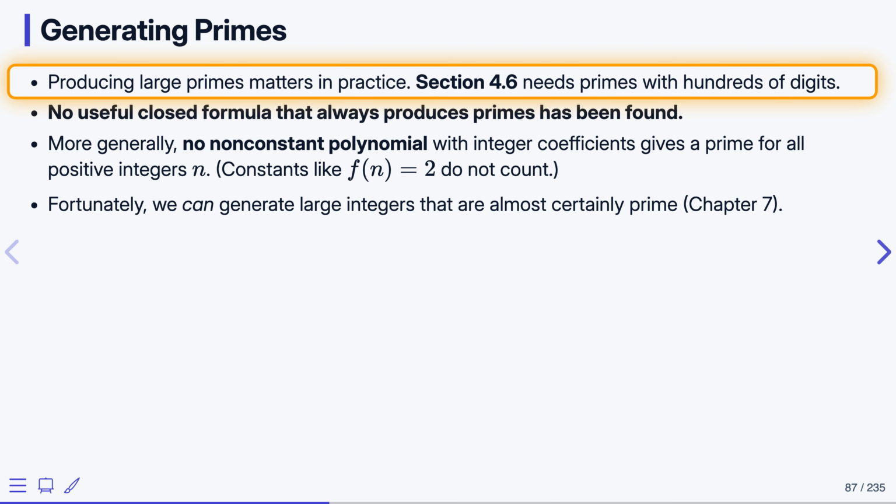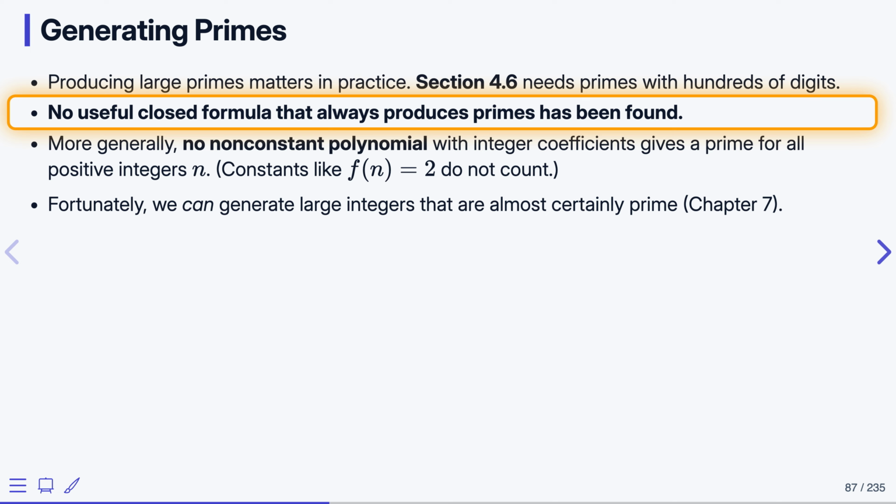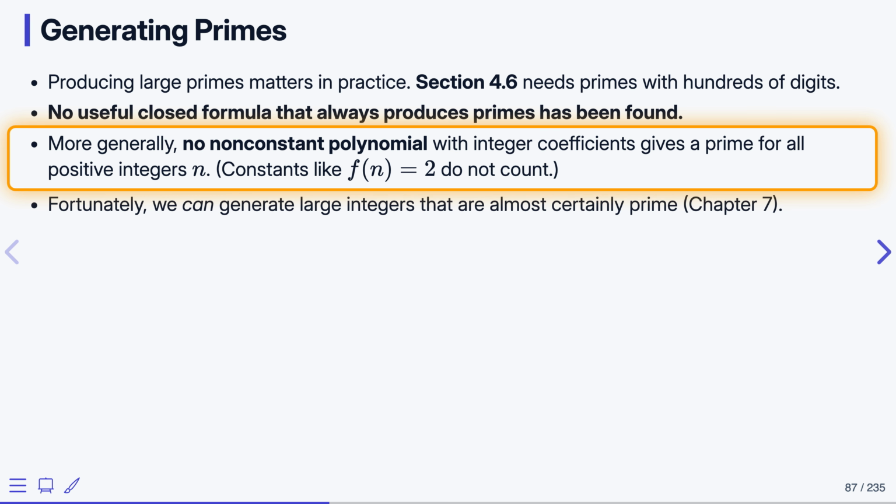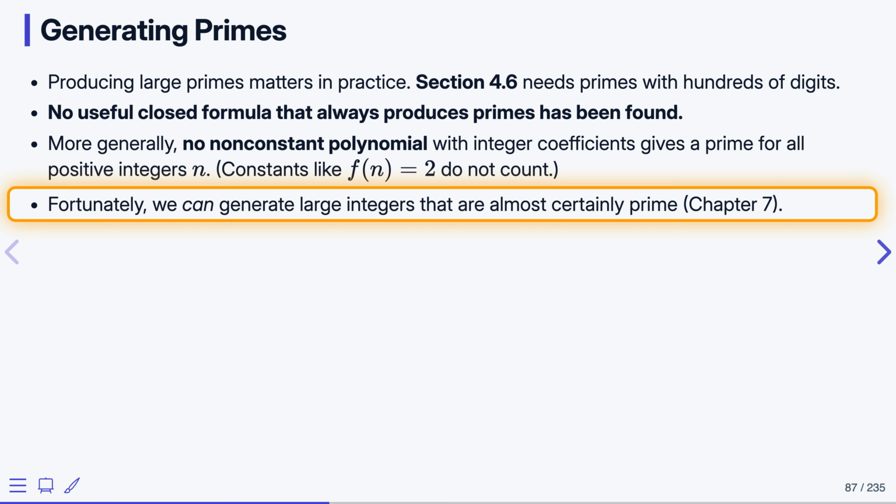Making large primes is useful, and we will need them for secret codes in section 4.6. So it would be lovely to have a formula that always spits out primes. Sadly, no simple one exists. And more than that, no non-constant polynomial with whole number coefficients does either. We do have to say non-constant. The polynomial that always returns 2 is a silly exception, since 2 is prime. The good news is that later we can build numbers that are almost certainly prime, which is enough for cryptography.